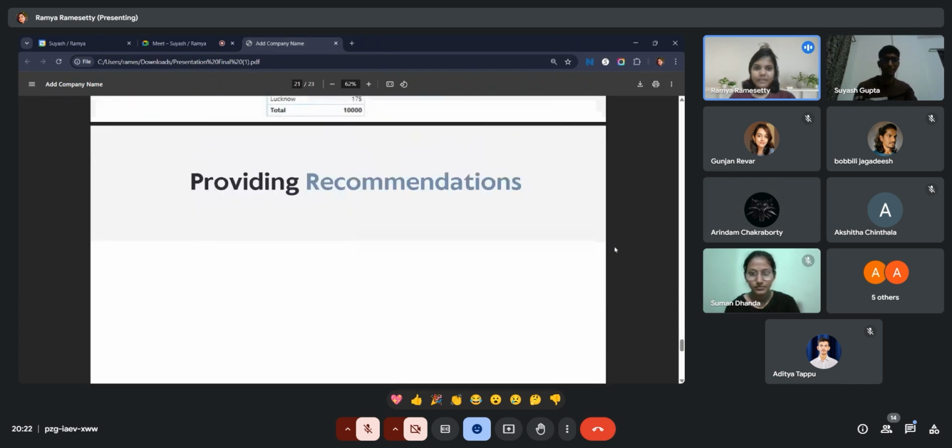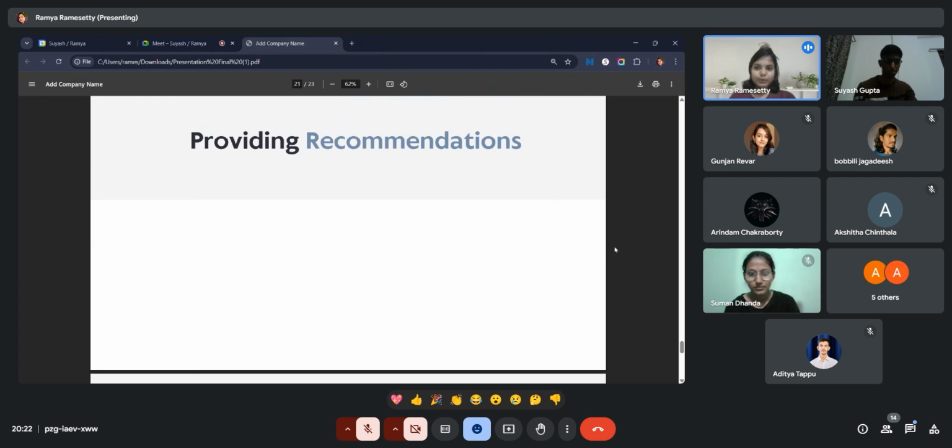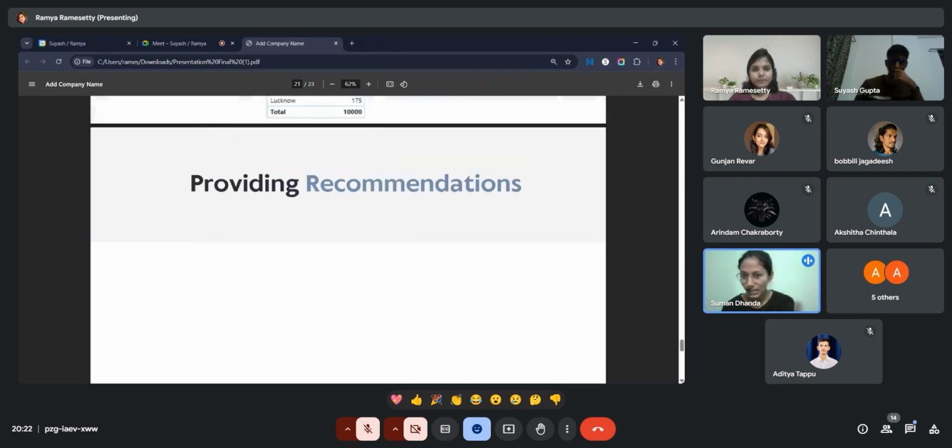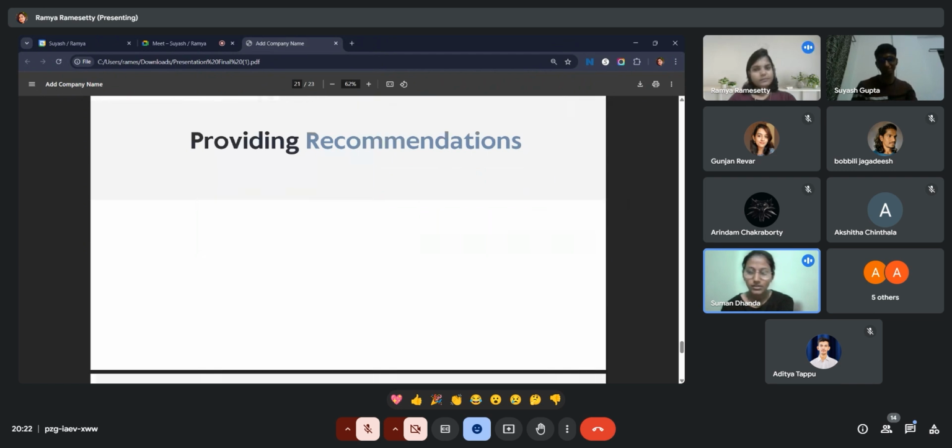The point is that we have to provide a recommendation based on the insights that we have got. If anyone wants to add, please go ahead. Yeah, I would like to add. Since we got those insights, we can recommend that they drop their price to between 50 and 99, and then they can have a store in Bangalore, because Bangalore is where the most respondents are coming from.